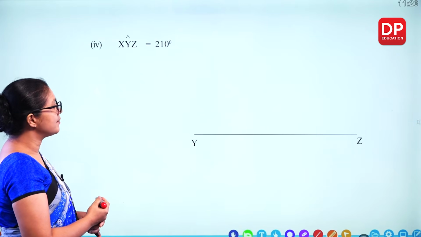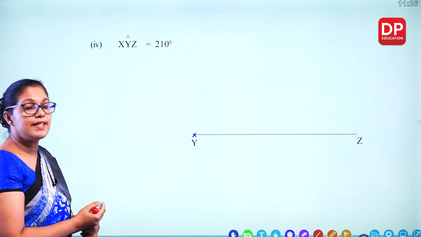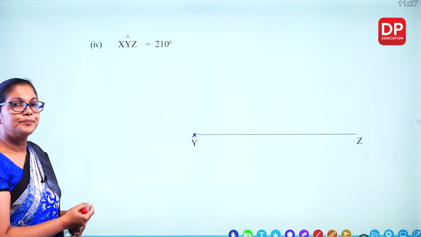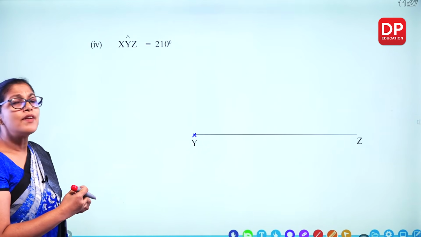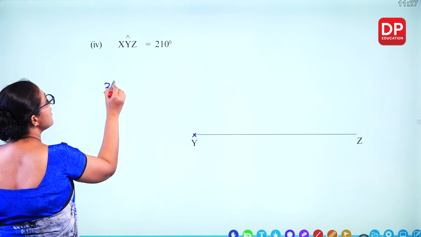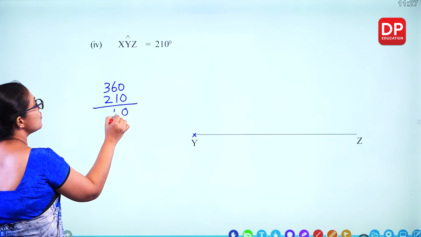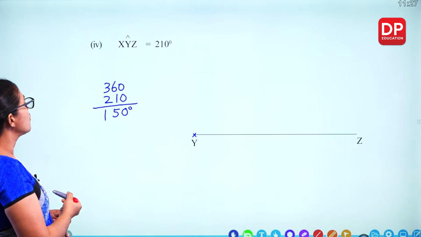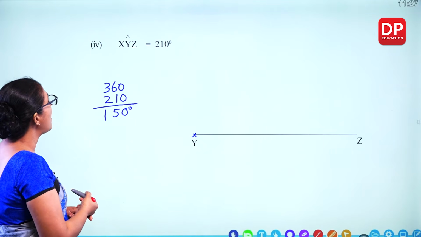XYZ 210. Y angle. To this point you have to draw 210 degrees. Can we measure it from the protractor? You can't. You can measure up to 180. So what you do, this is a reflex angle. So we find out what's the other angle. Take 360 and subtract and see what's the other angle. You get 150. So you get 150, an obtuse angle. So you can mark the obtuse angle 150.